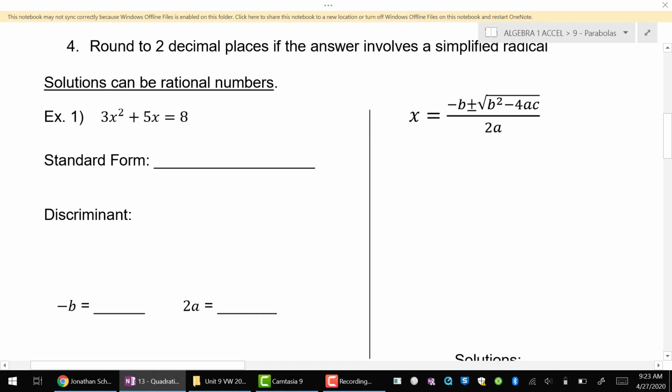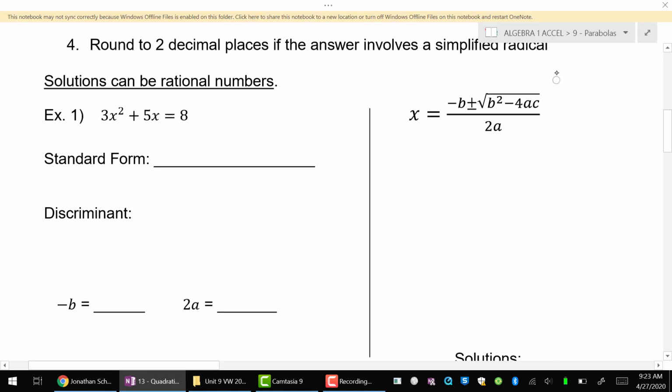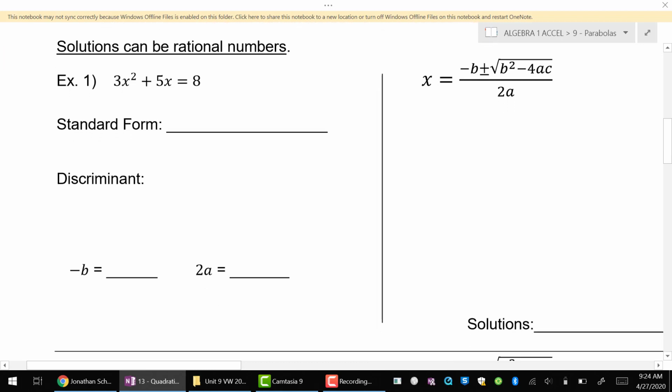Now, let's look at number 1 together, and I'll take you through the entire procedure. We'll talk about how to solve this equation, again, using the quadratic formula. So to begin, example 1, notice it's not yet in standard form because we want to get one side equal to 0. So if I subtract 8 from both sides, then we'll have one side equal to 0.